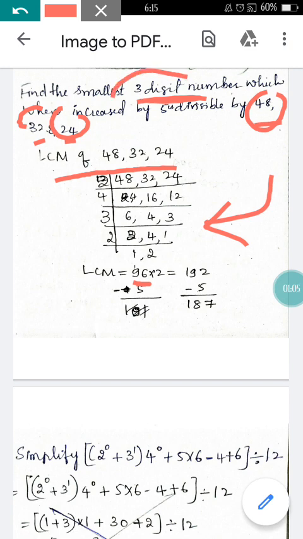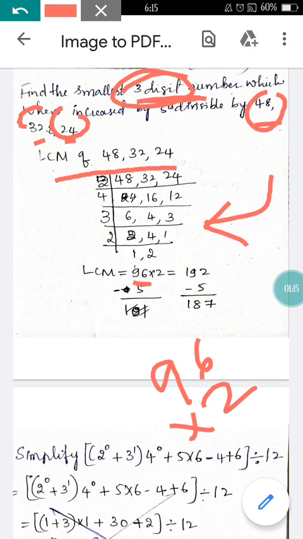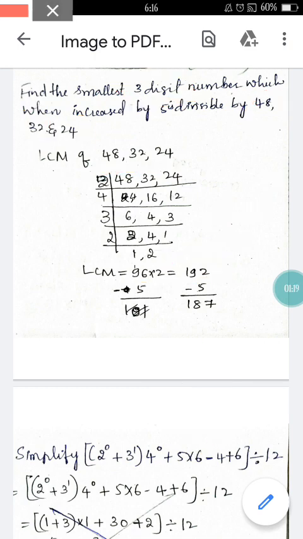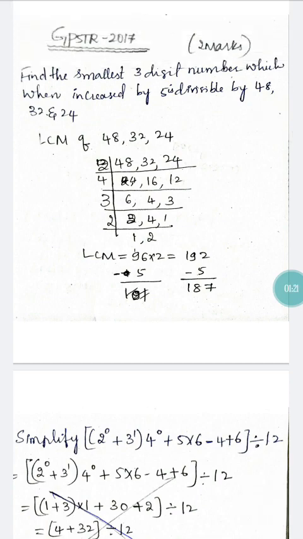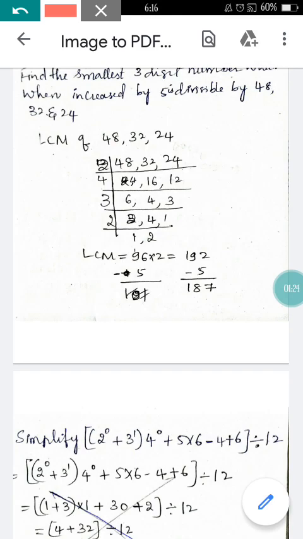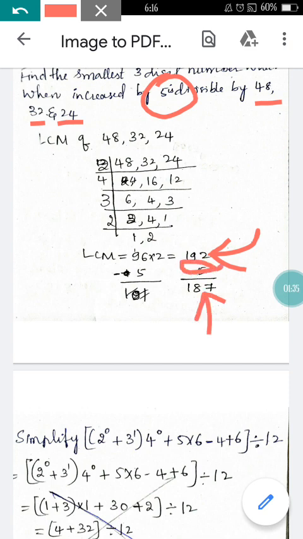But in this question they are asking to find the 3-digit number. So I have just multiplied the 96 with 2 just to make it a 3-digit number. So I have got 192 here. And in the question they are asking that which when increased by 5 must be divisible by these three numbers. So it means it has already been increased by 5. You just need to subtract the 5 to get the original number. So here the original number will be 187, right?